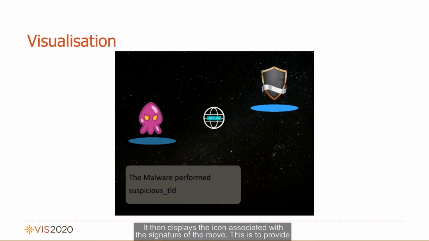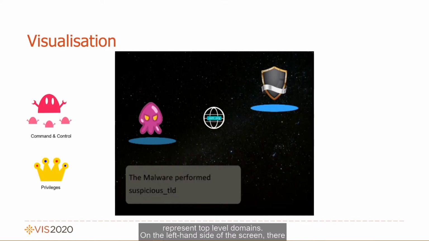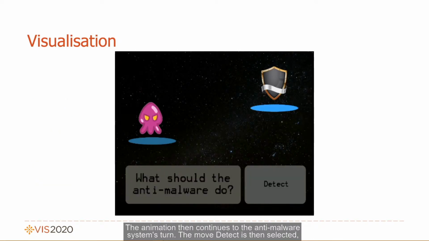It then displays the icon associated with the signature of the move. This is to provide a more visual explanation of the signature. For example, the move on the screen, suspicious TLD, is shown using a globe to represent the internet, and the caption .com and .org represent the top-level domains. On the left-hand side of the screen, there are two more examples of icons that are used to represent categories of signatures. The animation then continues to the anti-malware system's turn.